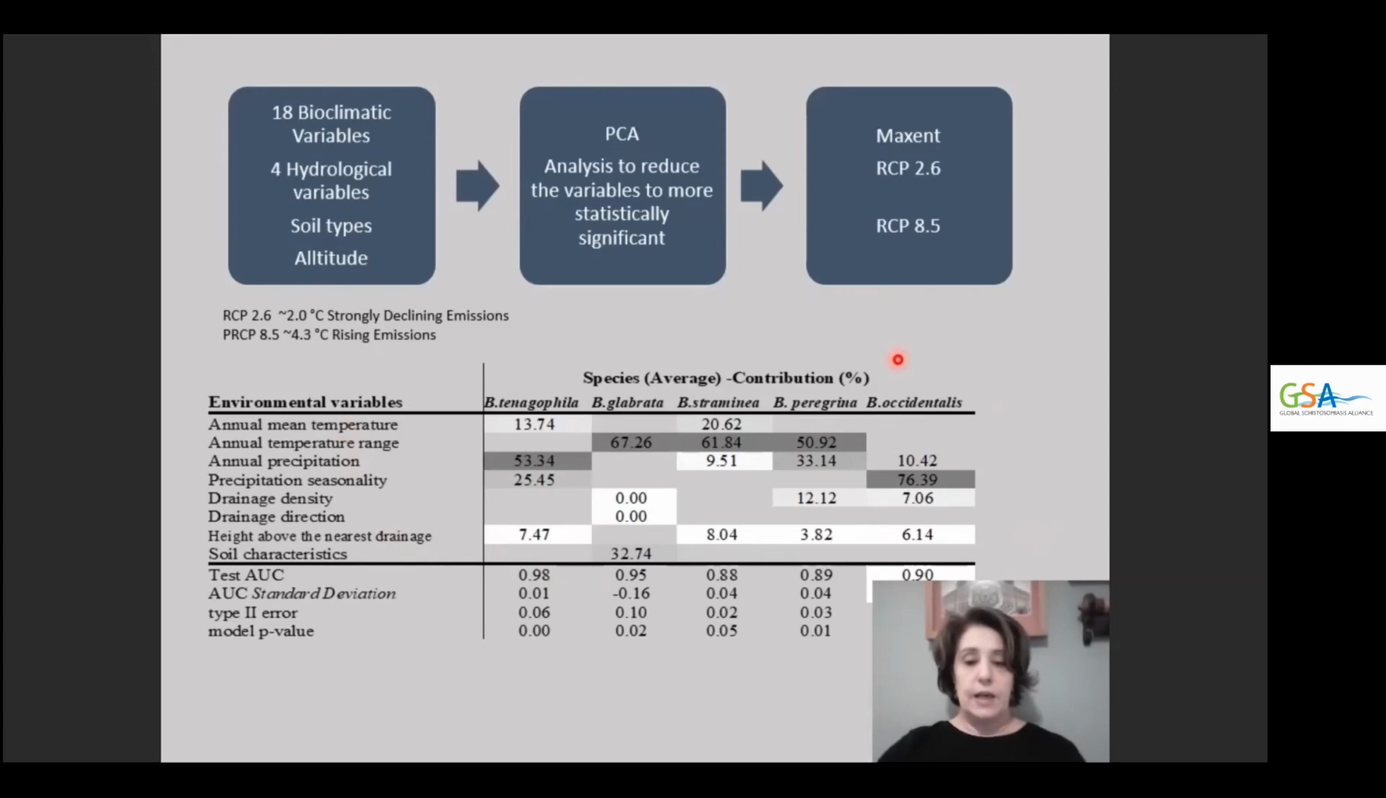What we see here is that for Biomphalaria tenagophila and Biomphalaria occidentalis, precipitation, rainfall, is the main component of the climate that can interfere with the distribution of both species. It's different from Biomphalaria glabrata, straminea, and peregrina, where the PCA analysis showed that temperature is the most important climate factor that might impact the distribution of these species.